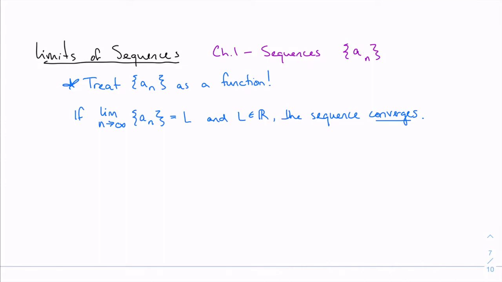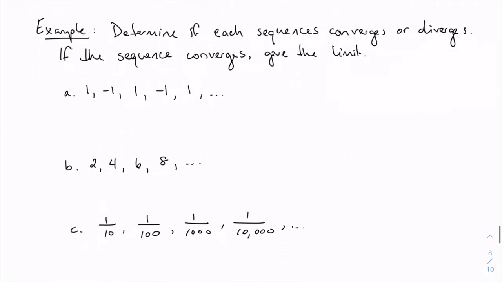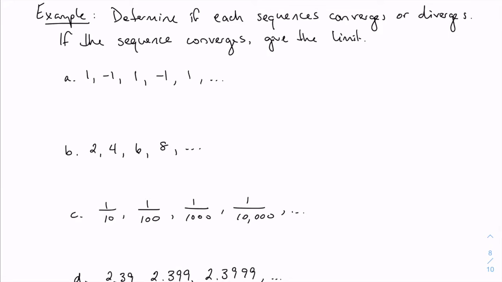And of course, if the sequence does not converge, then it diverges. So as long as the limit exists of my function, as long as the limit exists of my sequence, rather, then my sequence converges to that number. So let's look at this first. Determine if each sequence, should be singular sequence, converges or diverges, and if the sequence converges, give the limit.